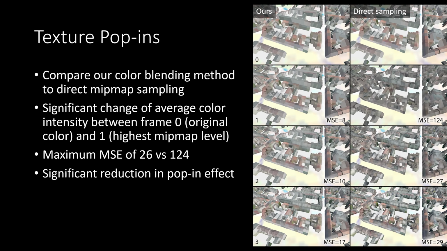To evaluate texture pop-ins, we compare our color blending method to direct mipmap sampling. There is a significant change of average color intensity between frame 0 and frame 1. We measured a maximum mean square error of 26 using our method versus 124 using direct mipmap sampling. Hence, by gradually introducing higher frequency texture details, we managed to significantly reduce texture pop-in effects.